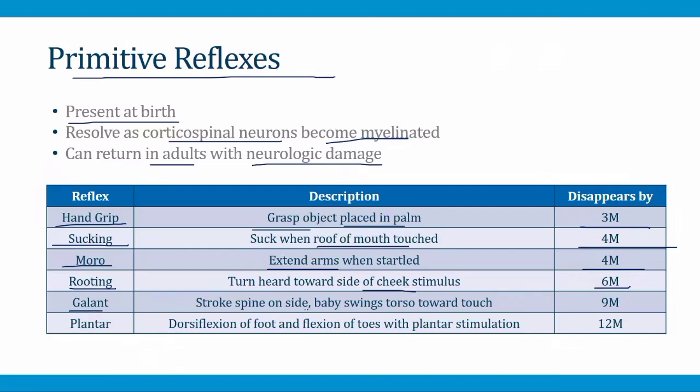The Galant reflex refers to when you stroke the spine on one side, the baby swings the torso towards that side. So you can do this by holding the baby in the air with its legs dangling, and then if you stroke one side of the spine, the baby will swing its entire torso to that side. It's actually a pretty cool reflex to elicit in the newborn nursery. It goes away by about 9 months of age. And then lastly, the plantar reflex is dorsiflexion of the foot and flexion of the toes with plantar stimulation. This goes away at about a year. And you may know that in neurology we often test for the plantar reflex because if it comes back in an adult, it indicates that there has been severe central nervous system damage. And that concludes our module on developmental milestones.